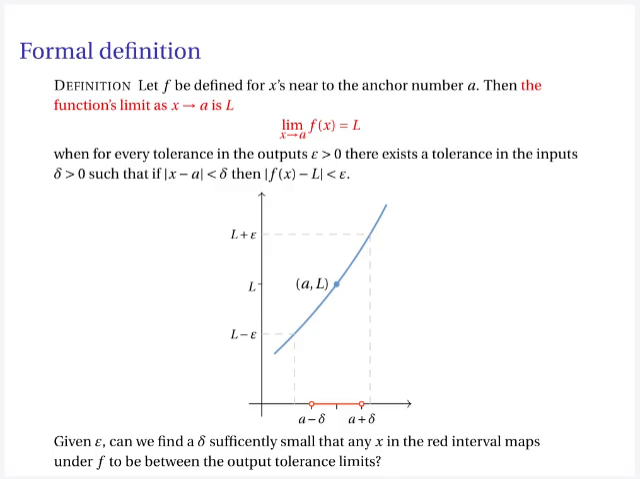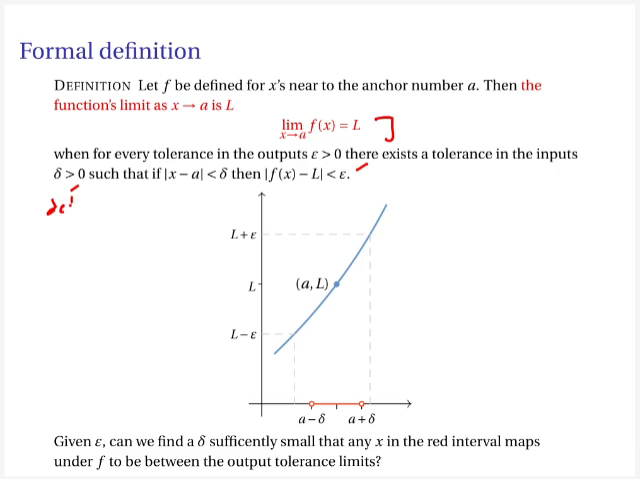Let f be defined for x near the anchor number a. Then the limit as x approaches a of f of x is equal to L when for every tolerance in the output, it's traditional to call the output tolerance epsilon, there exists a tolerance in the input, which is traditional to call the Greek letter delta.